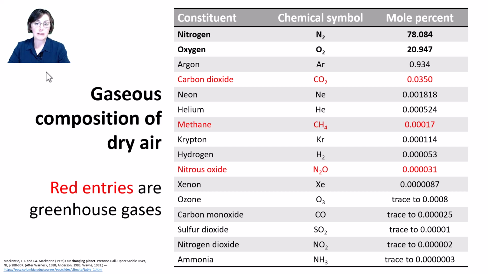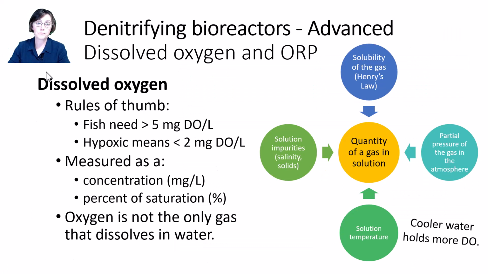I make this point because, like I said, oxygen is not the only gas that dissolves into water, and later on in this module, we'll talk about nitrous oxide and methane, which are both greenhouse gases. Nitrous oxide and methane can be dissolved in the water that enters and leaves a bioreactor.